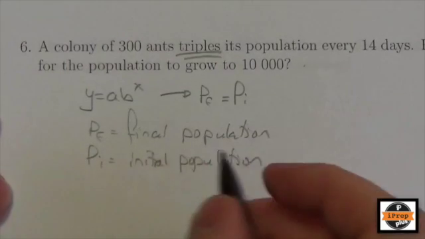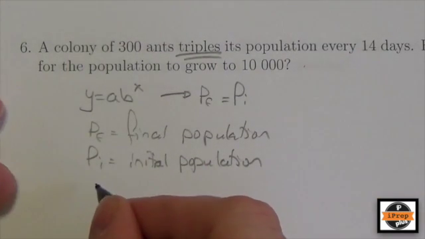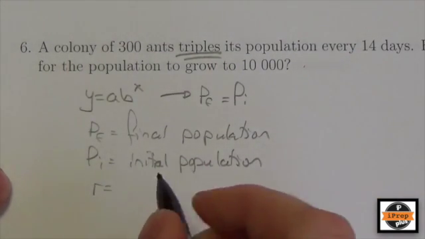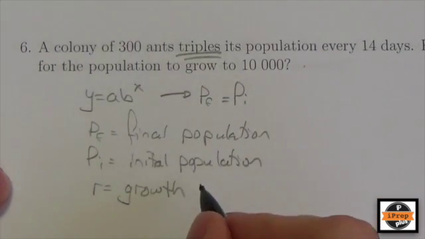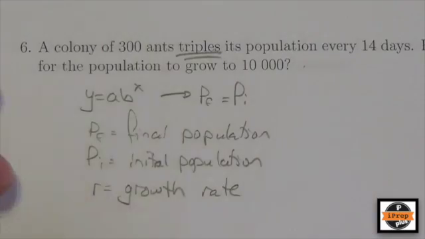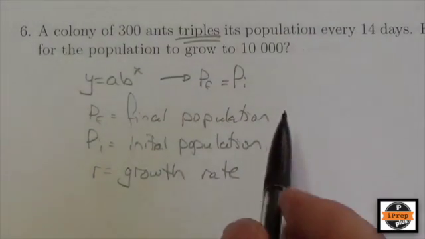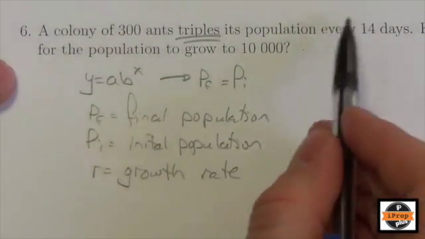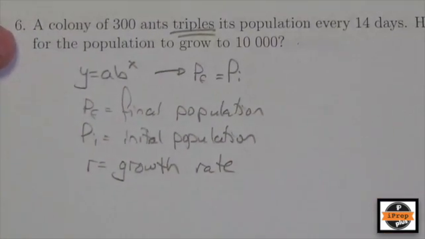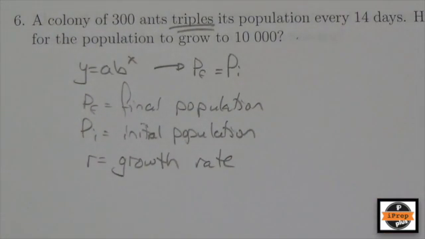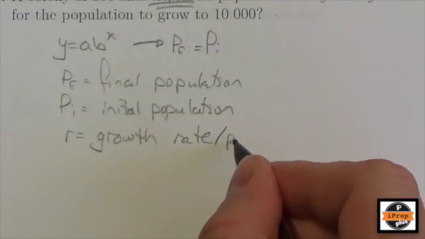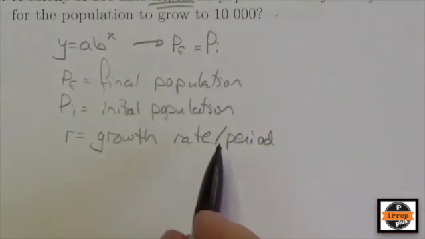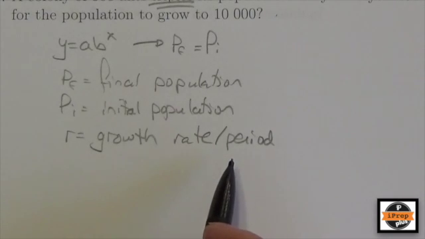So what I might do in this case is use r. I'll call this our growth rate, but it's going to be a lot simpler than it has been in the past. Here it's got its population every 14 days. Now, just like the compound interest equation, this growth rate has got to be per period. I have to be really careful about that.